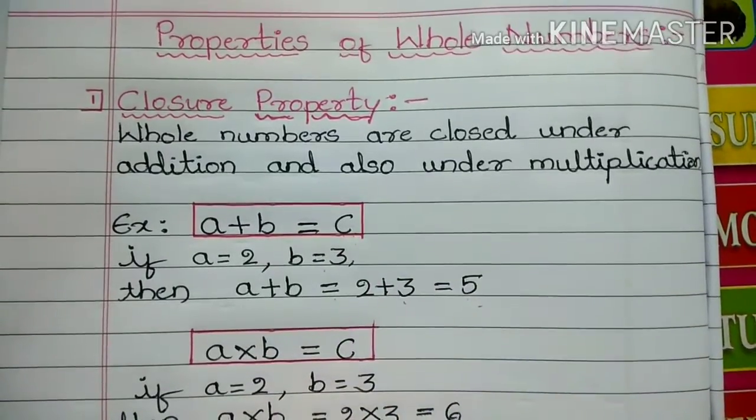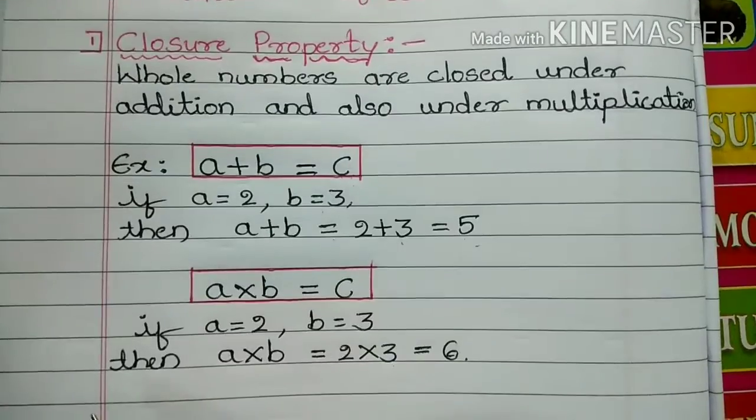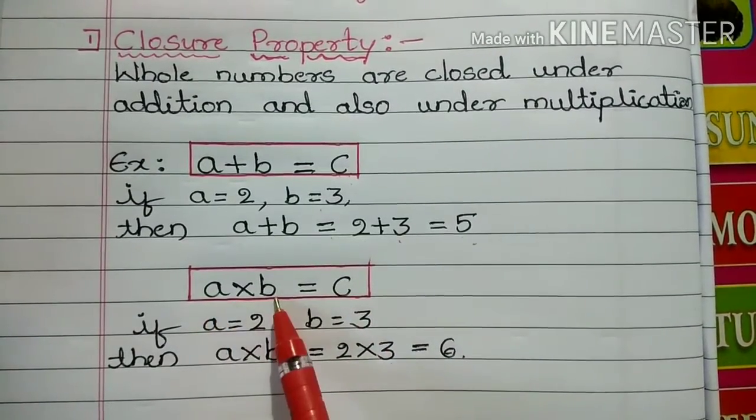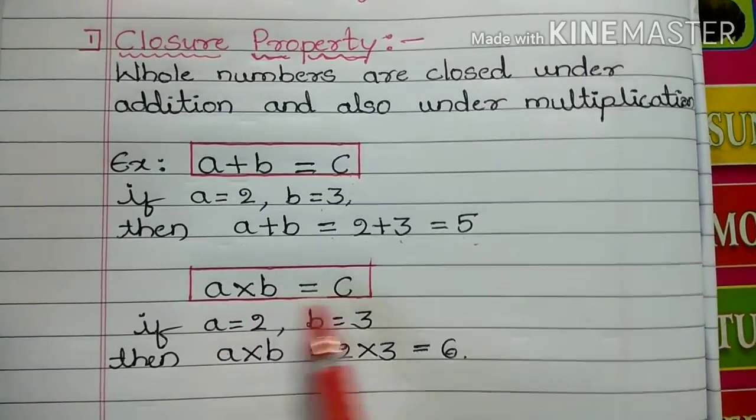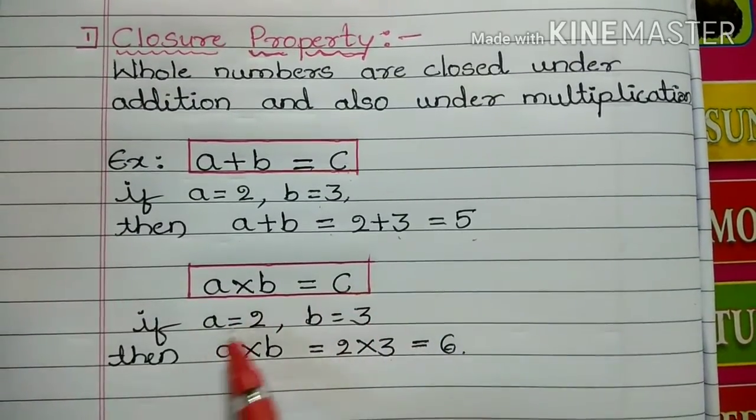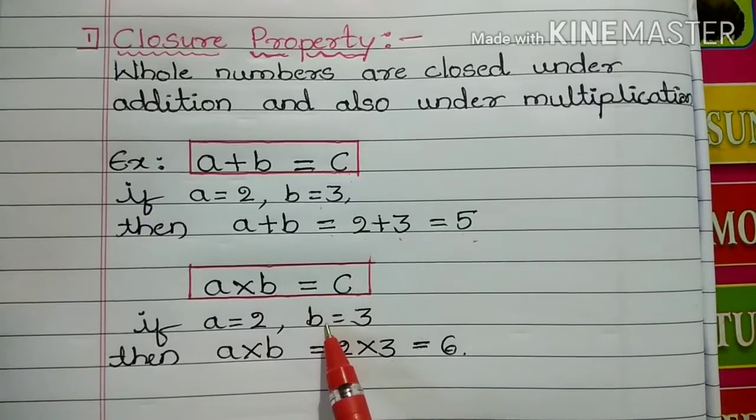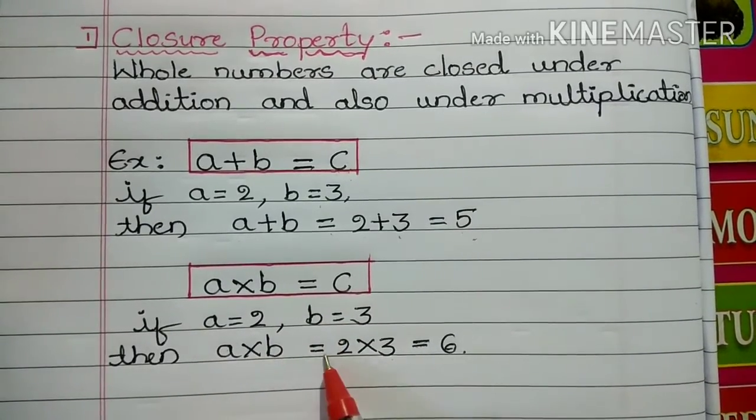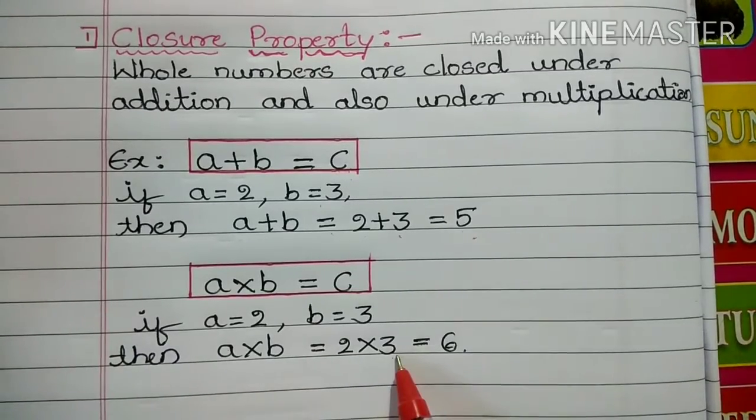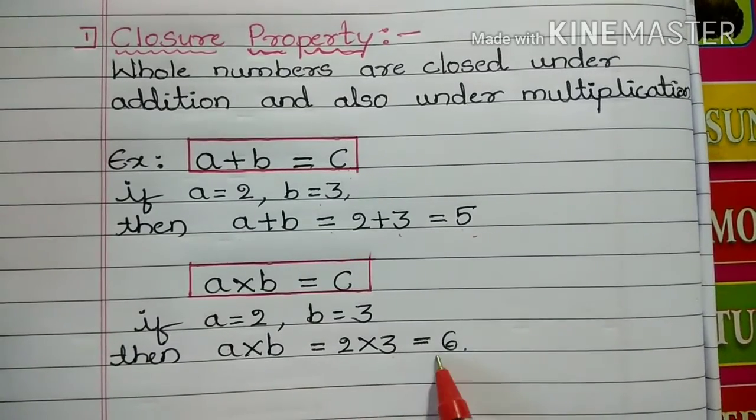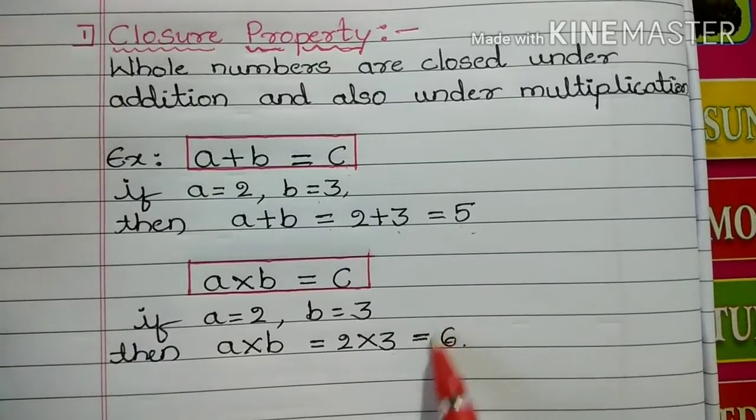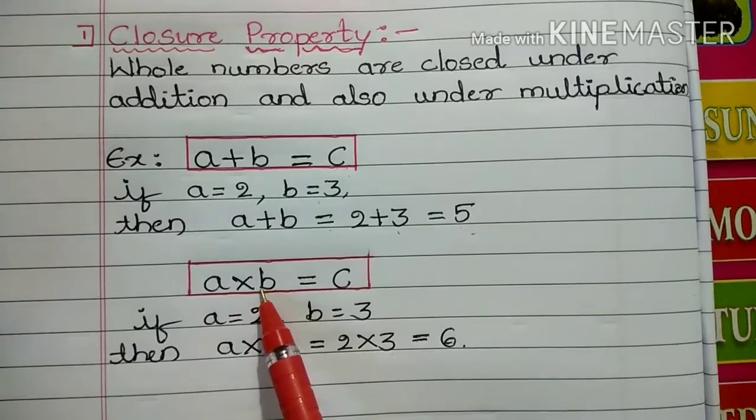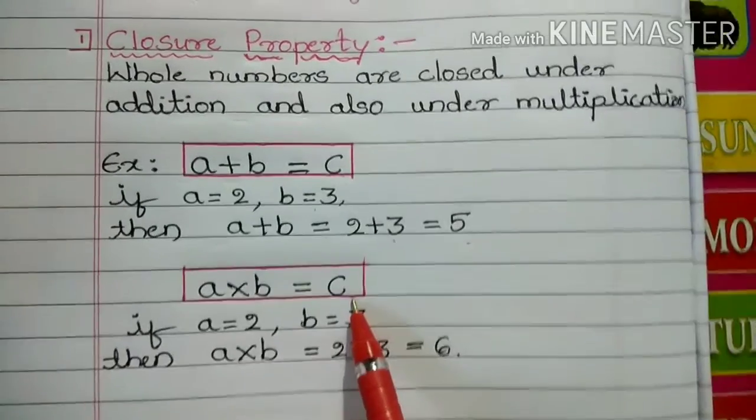And see here next, A into B equals C. When we multiply two whole numbers, we will get a whole number. If A equals 2 and B equals 3, then A into B equals 2 into 3. So 2 3s are 6. Here 6 is a whole number. So that's why when we multiply two whole numbers, we will get a whole number.